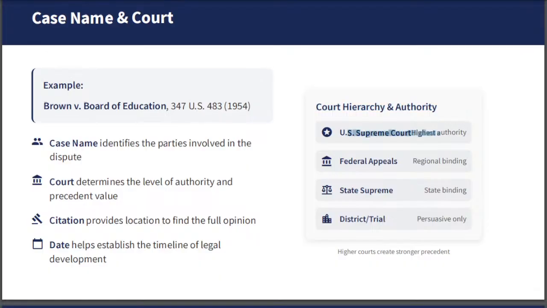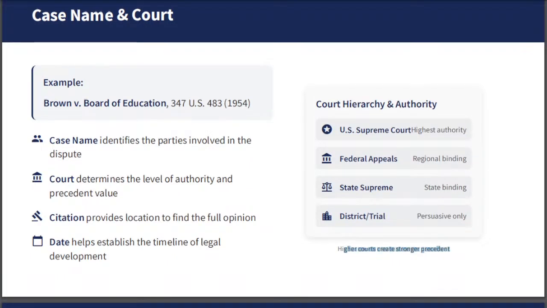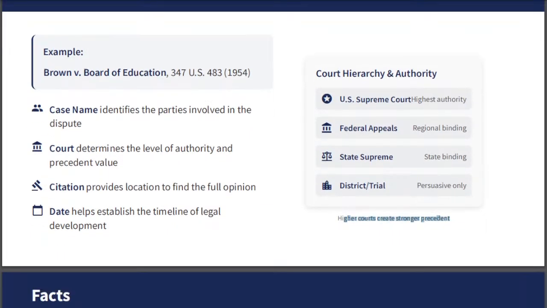At the top, the highest authority is the U.S. Supreme Court. Below that is the Federal Appeals Court. These are regional binding. Then there are the state Supreme Courts, which are state binding. These are federal districts, right? Then you have the district trial courts, which are persuasive only, meaning not binding, but they could give guidance at best. But the other ones are binding authorities, especially the U.S. Supreme Court, which is the highest authority. Higher courts create stronger precedent.